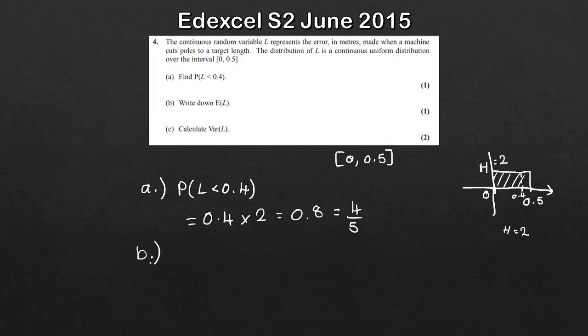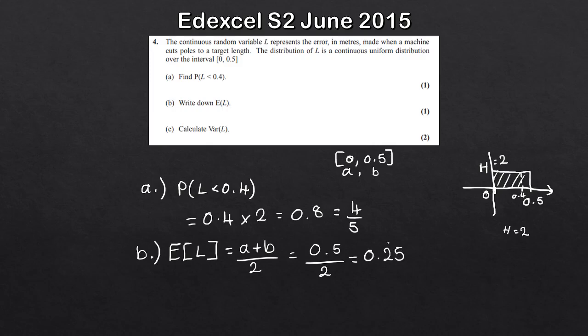Part B, we want to write down the expectation of L. Remember, the expectation of L is nice and easy, just given in the formula book. So that's going to be A plus B divided by 2. And remember, this is your A and this is your B. So 0 plus a half, that would be 0.5, and then we divide it by 2, which will give us 0.25, or a quarter there.